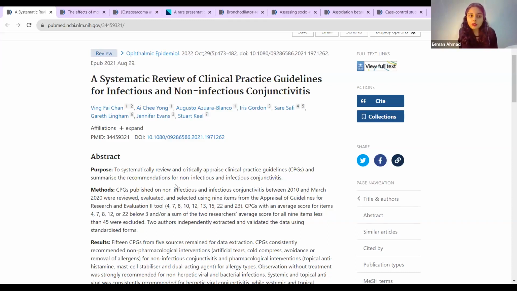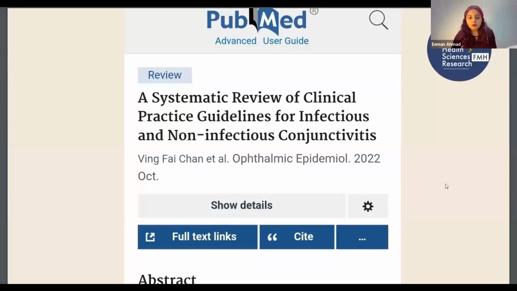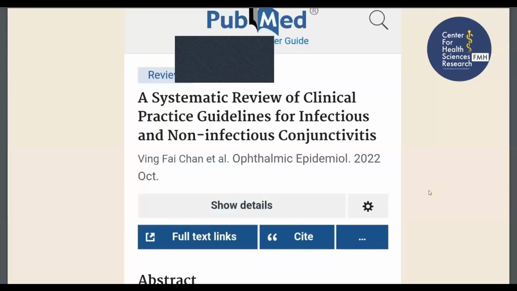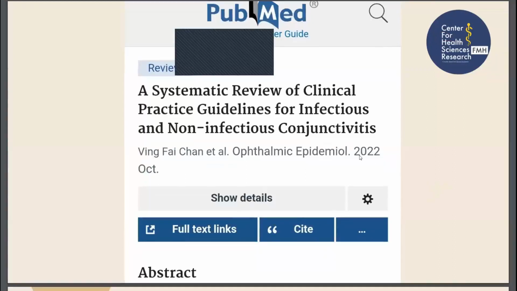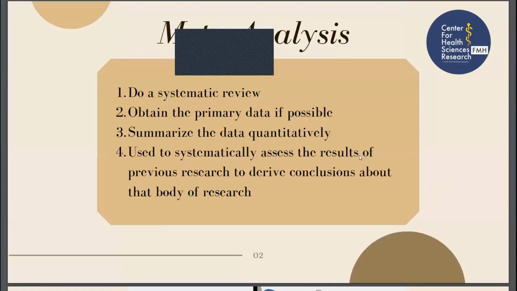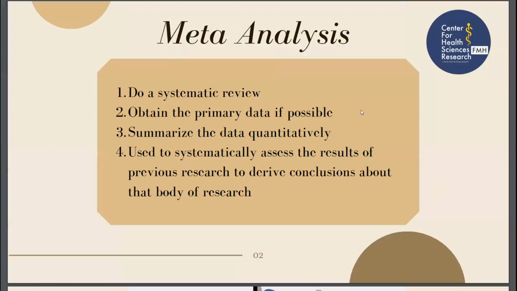There are no strict guidelines as such that need to be adhered to. Whereas for systematic review and meta-analysis, there are very strict guidelines that you need to adhere to. And that is it for systematic reviews. Eeman has summarized systematic reviews. And let's move towards the meta-analysis.